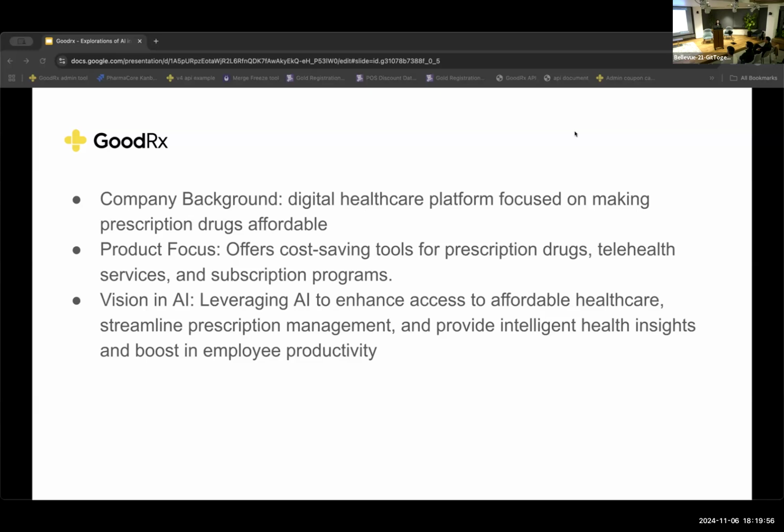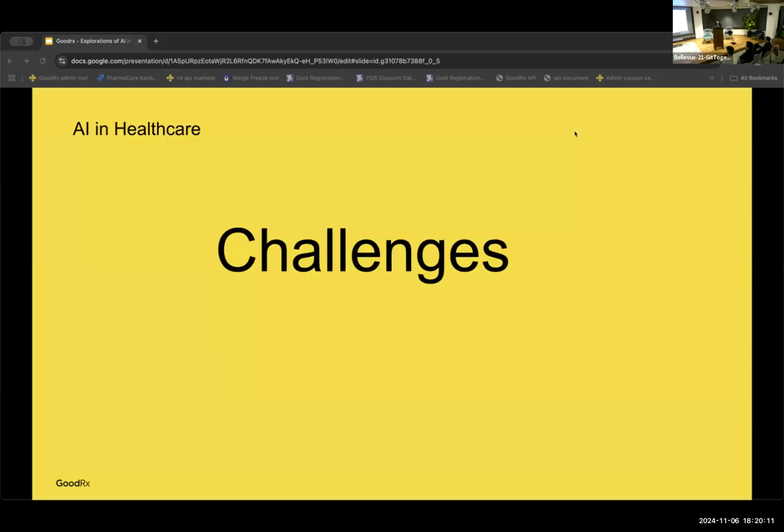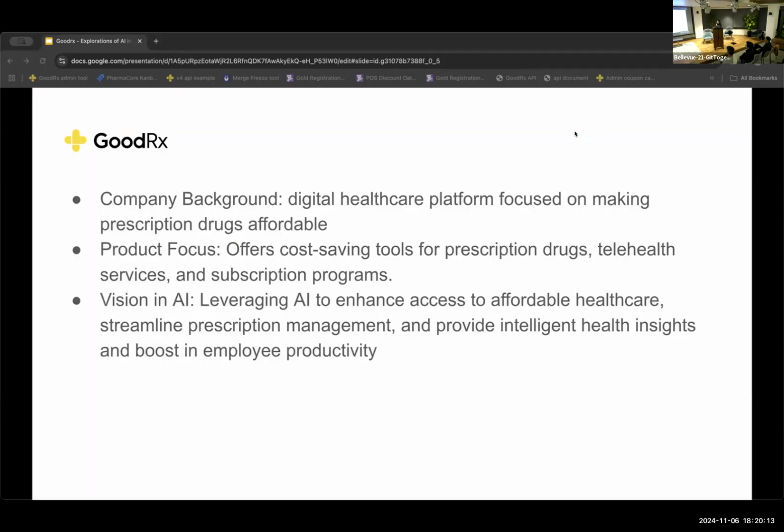Actually, we do a lot of stuff and have a great vision in AI, which is to leverage AI to enhance access to affordable healthcare and streamline prescription management, and also to improve the internal efficiency of our developers and employees, their productivity. That is very abstract on a high level.